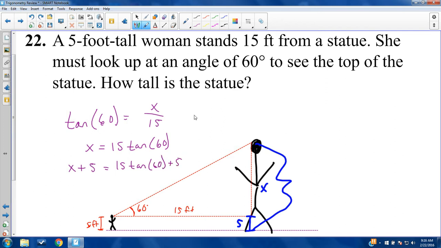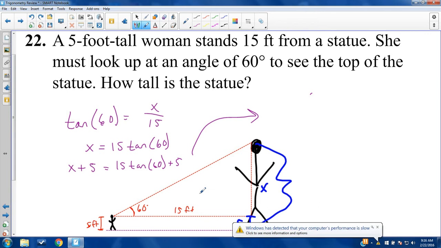Now, she has to look up 60 degrees. Now, if you're referring to tangent problems, I know that this answer should be more than 15 feet. Well, it should be more than 20 feet, because I'm also going to add 5 in the end. But x should be greater than 15, because I'm doing 60 degrees, and 60 is more than 45. Not substantially, but it is enough more than 45.